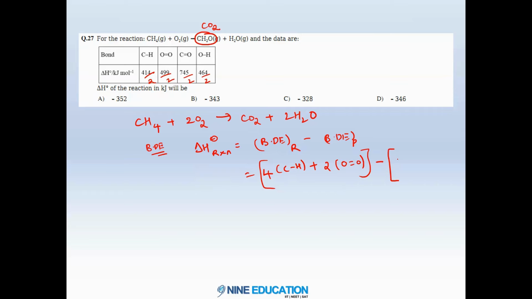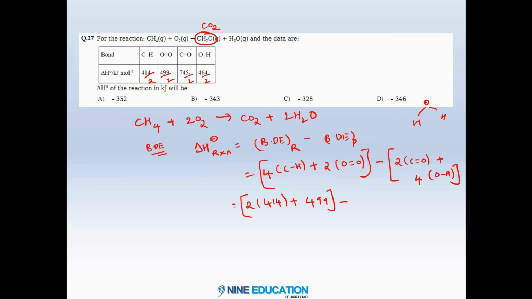In products, CO2, so 2 times C double bond O is there, plus H2O, again 2 H2O molecules. In H2O there are 2 OH bonds, and 2 moles are there. So basically it is 4 moles of OH bond dissociation. So this is what we have to give. And here the CH bond is 414 divided by 2, so it is basically 2 times of that. So 2 times 414, right? Plus, so this divided by 2 is this, so multiplied by this is 499.